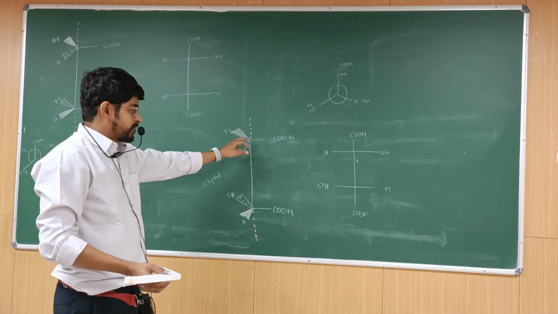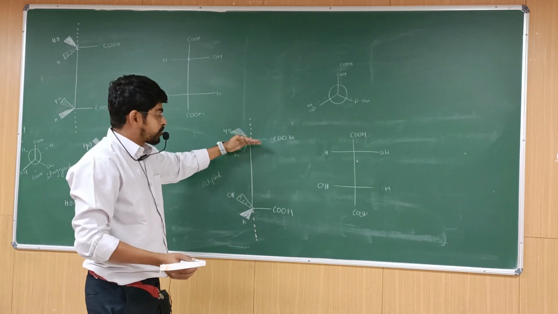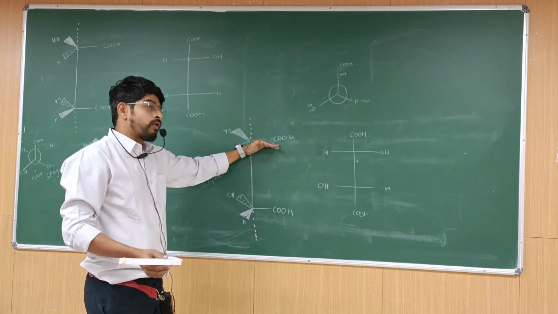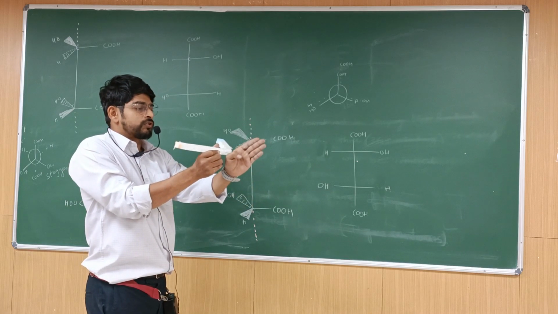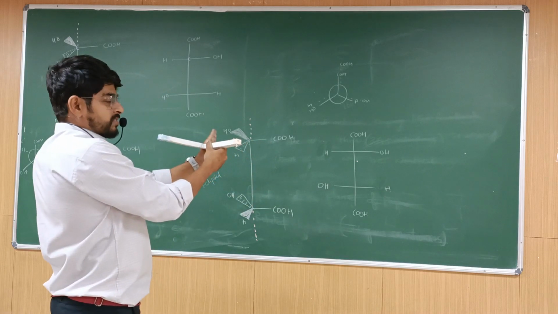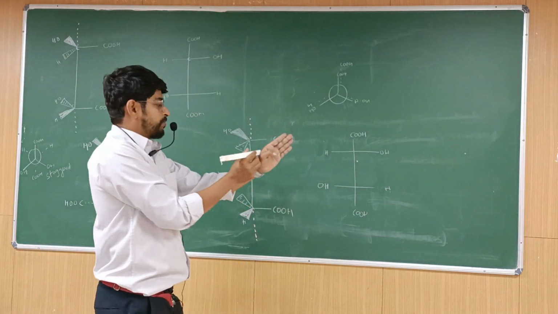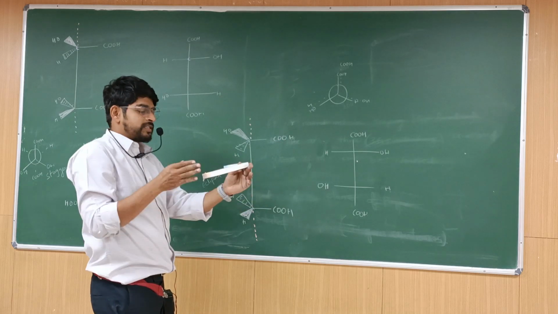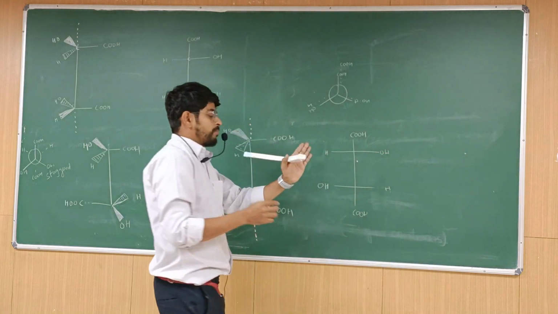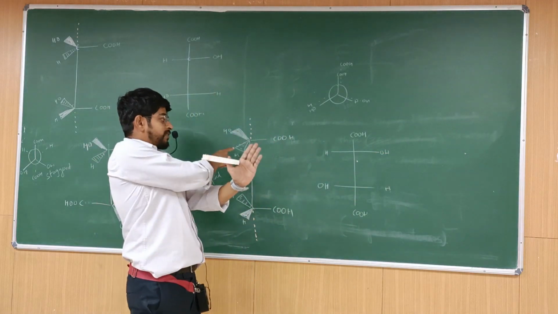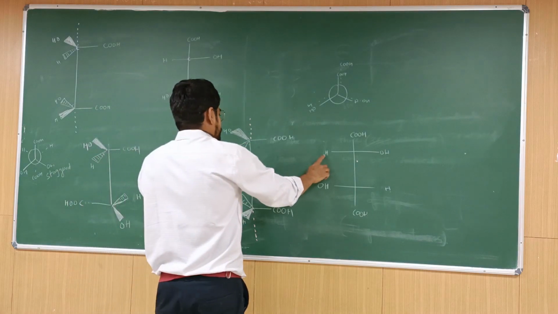Now look at this Fischer projection. OH is towards which side? Inside. COOH is on the plane of the board. But we want the most important functional group to be on the vertical line. So what am I going to do? This is the COOH group. I am keeping this in the vertical line like this. So that becomes the COOH group. So previously OH is here. Now after rotating, OH is here. Previously hydrogen is inside, that is why dashed line. Now after this rotation, hydrogen is to the left.